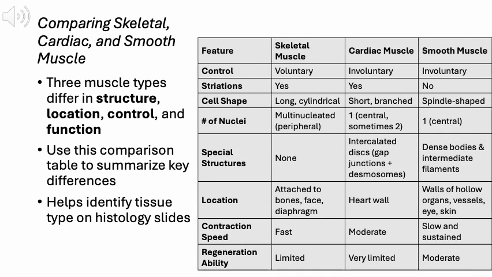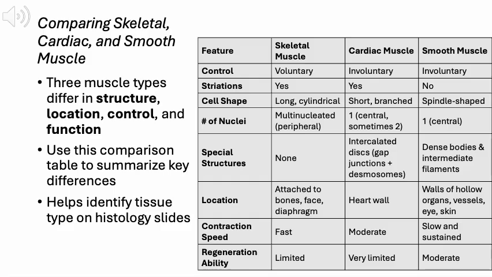When comparing the three types of muscle, think in terms of structure, control, and function. Skeletal muscle fibers are long, multinucleated, and striated. They're under voluntary control and allow for precise, rapid movement. Cardiac muscle cells are short, branched, and striated. They're involuntary but highly coordinated for continuous pumping. Smooth muscle fibers are small, spindle-shaped, and non-striated. They contract involuntarily, often slowly, to move substances through organs and vessels.